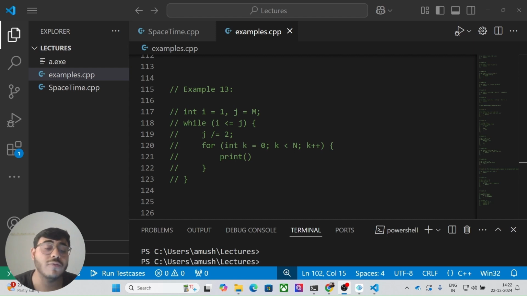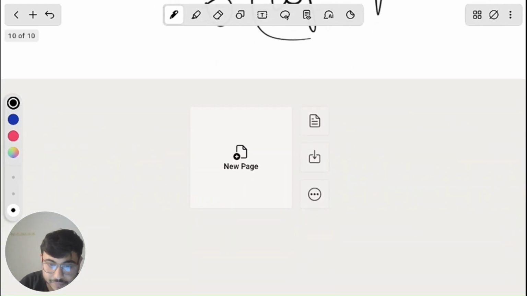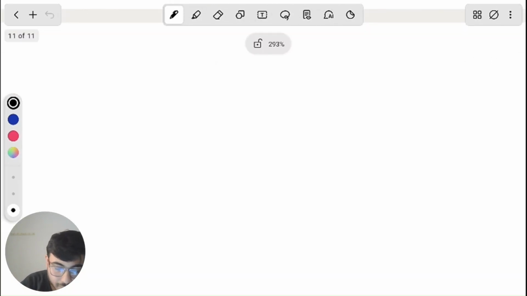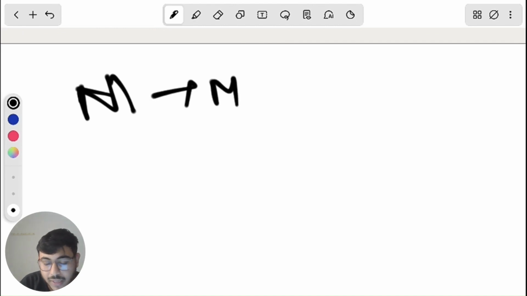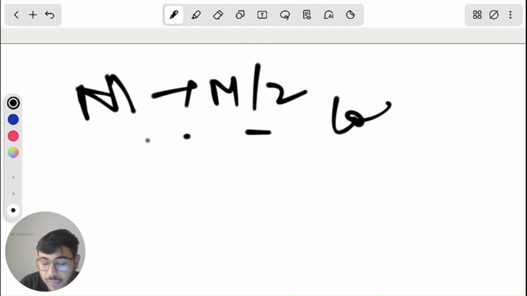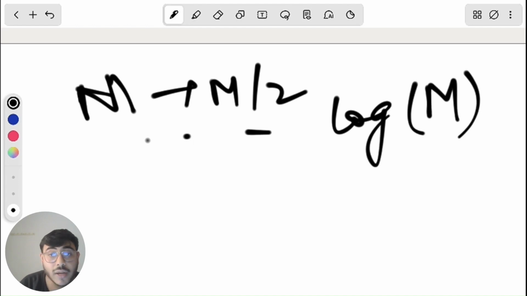Every time, how many times is the inner loop working? It is working n times, right? That k loop is working n times. Okay. So every time your loop works, first the m step came, then the m by 2 step came. So your outer loop is working for log m number of times, correct? It is working for log m number of times.